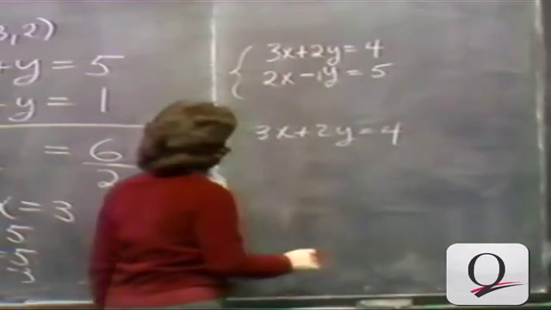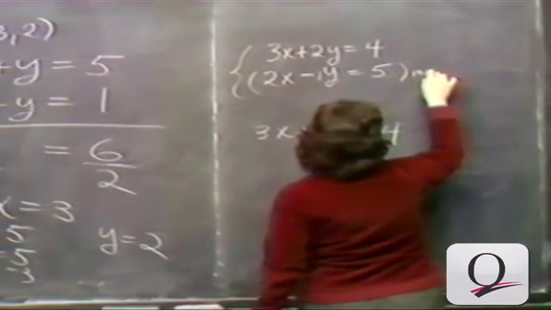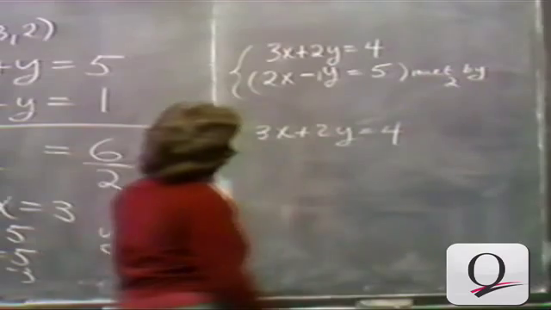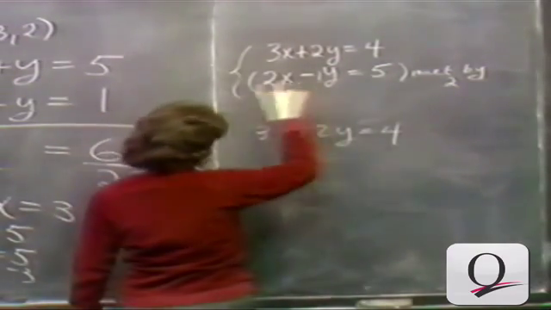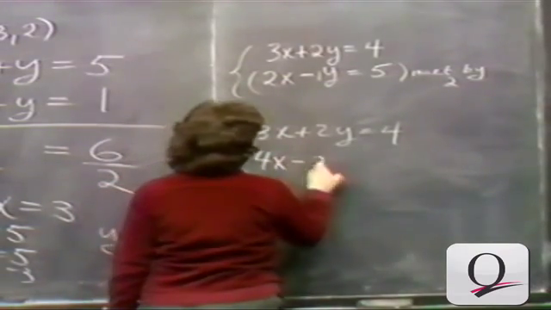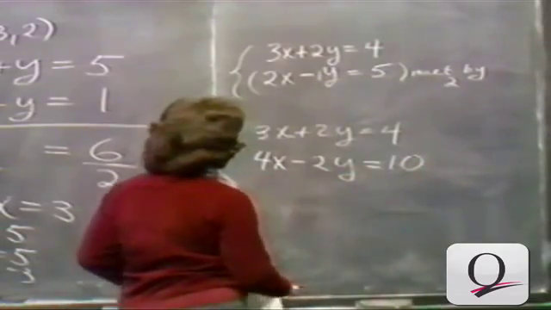Okay, in the second equation I'm going to multiply both sides by 2. This would give me 4x, and don't forget to distribute the 2 all the way through. 4x minus 2y is equal to 10.